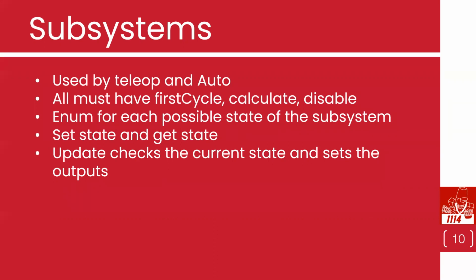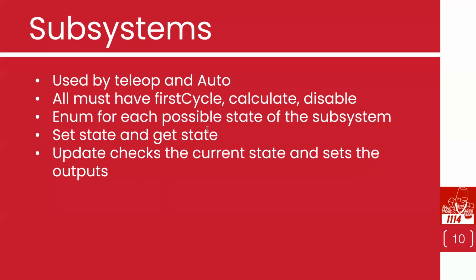That way, when you're working on the code in between matches, you can just read it. Okay, if the shooter's in this state, fender, do this, instead of state 0, and you're thinking to yourself, okay, what's 0 again? I don't remember. So that's why we use enums. And then basically in each subsystem, you just have things for setting the state and getting what state you're currently in. And then every loop in calculate, it's basically just saying, okay, I'm in this state, do this.